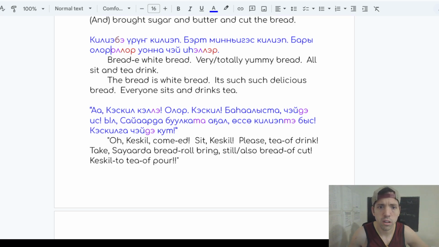Why is it all? Why does that change to an L? And then I'll tell you, oh, because when you add lot to odd, the final L of odd becomes an L to match lot.